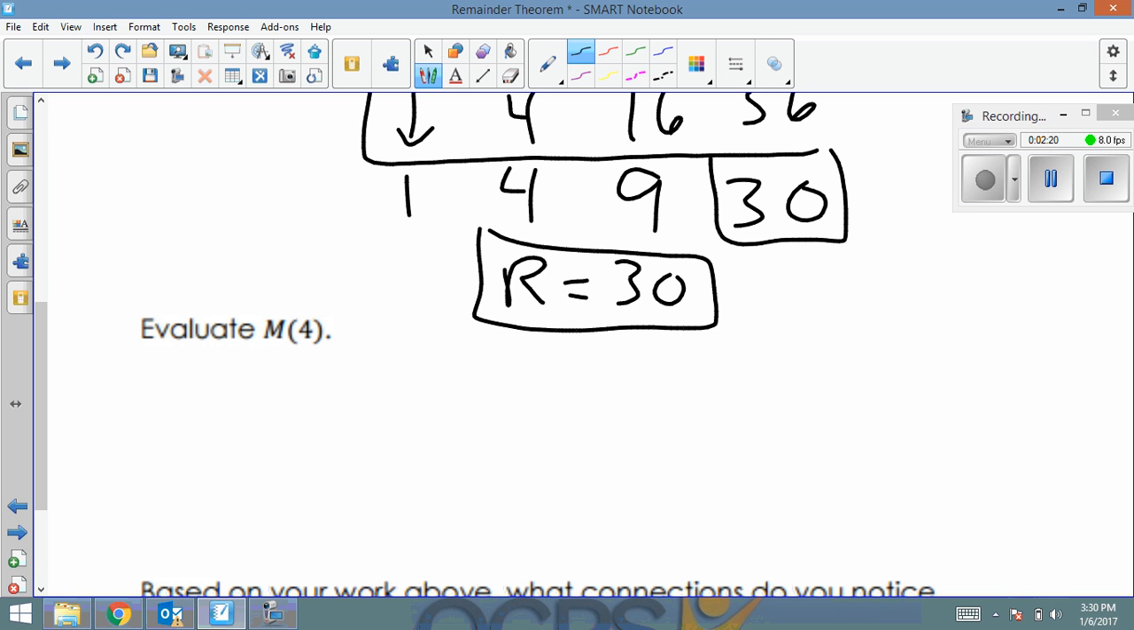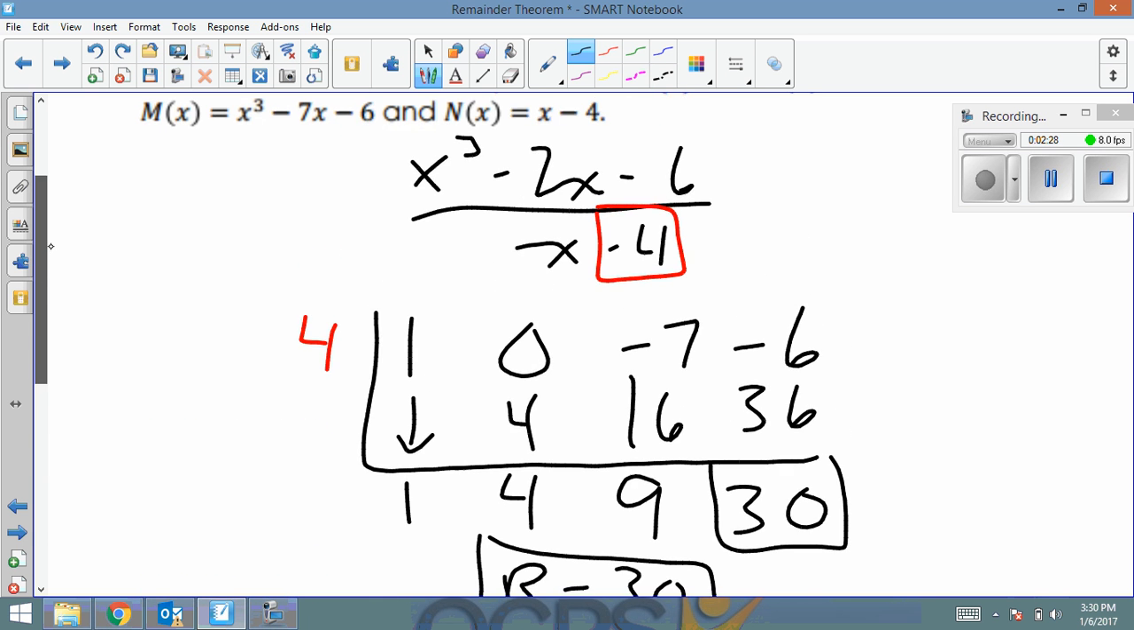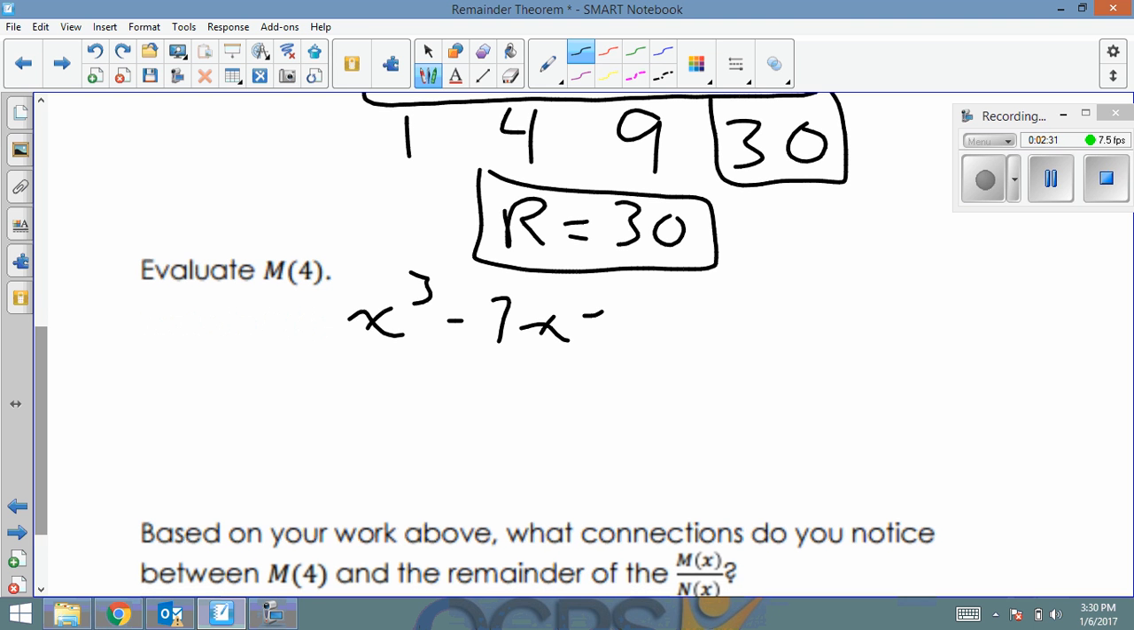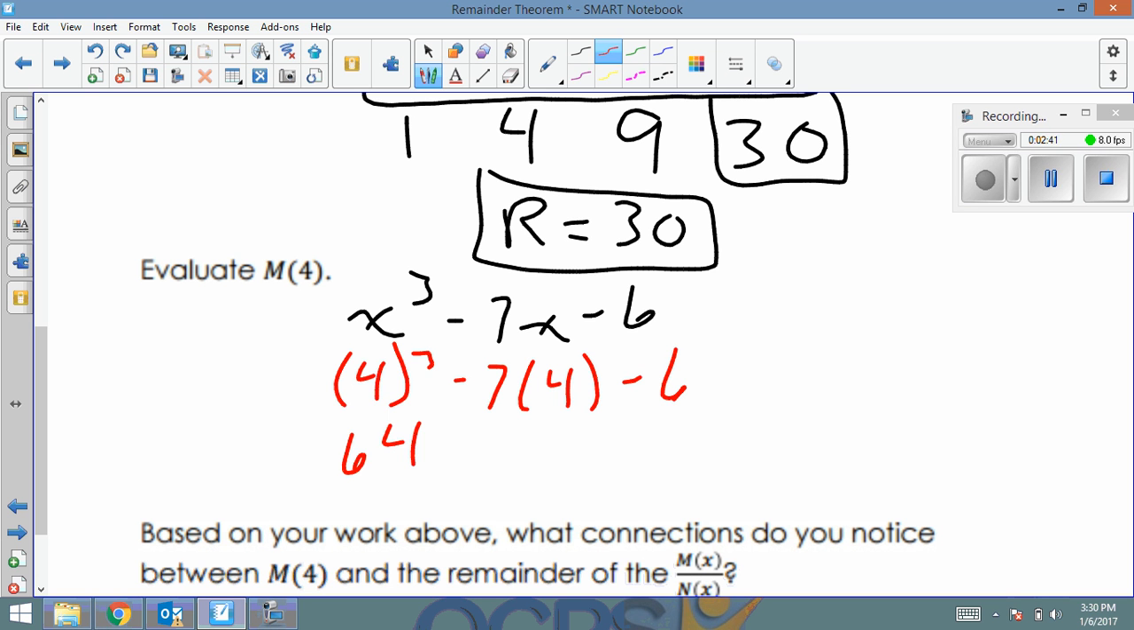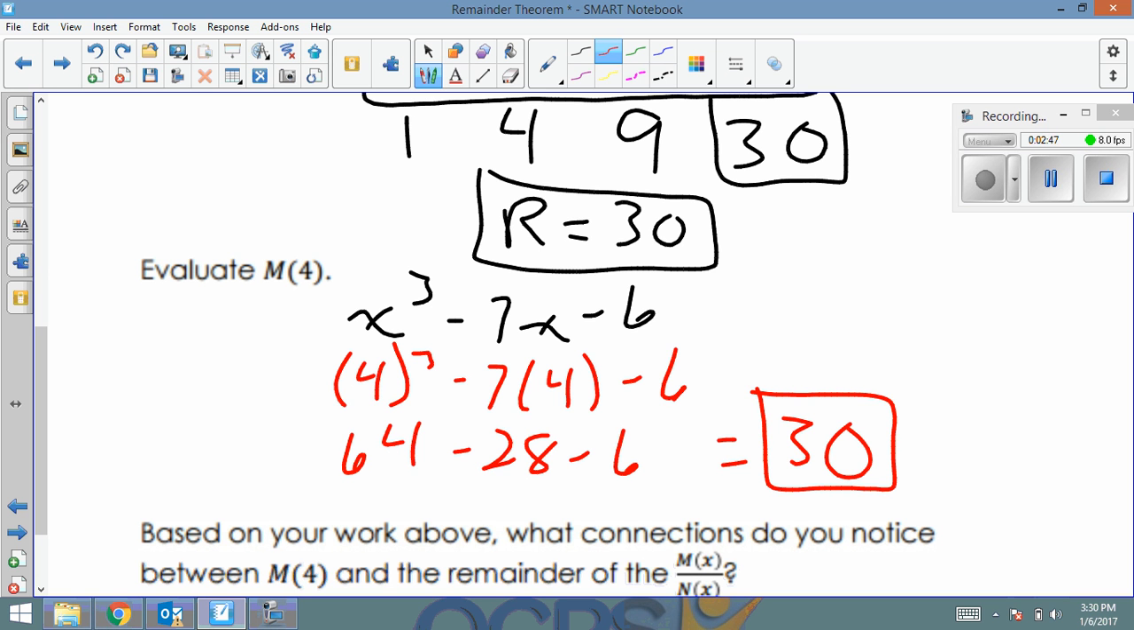So then it tells us to find m of 4. And that's just by using the m equation, which is x cubed minus 7x, I think it was minus 6. Put 4 in for x and simplify. So we have 4 cubed minus 7 times 4 minus 6. So that's 64 minus 28 minus 6. And we end up getting the exact same answer of 30.